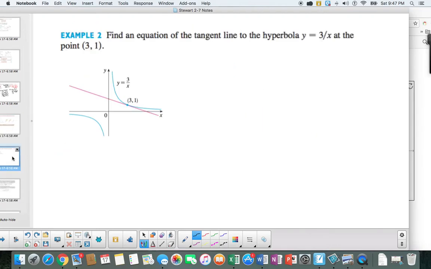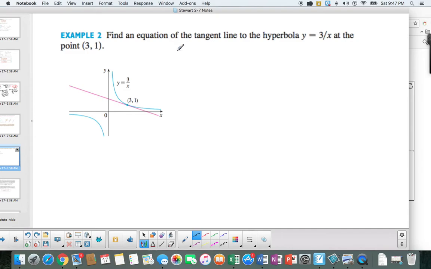Okay, I'd like you to try this problem. Go ahead and find the equation of the tangent line to this hyperbola, and stop the screencast, and then resume, and I'll go ahead and talk you through it. Okay, so let's go through it. If you had difficulty, then you can watch as I do the problem.